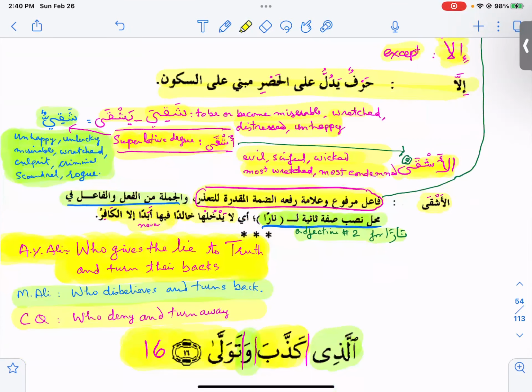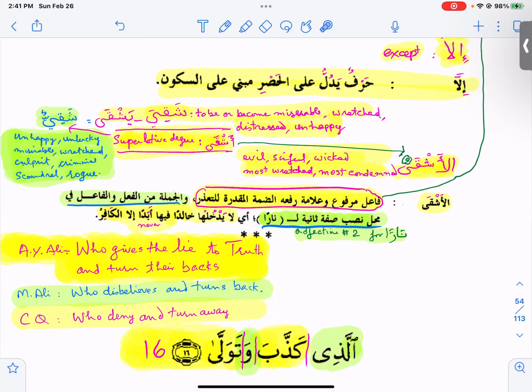Dammatul mukaddara. Remember, al-jumlatu litta'adhuri means because of the difficulty. You cannot put anything that ends, this is a noun, and it ends with ya, you cannot put anything there on ya or waw. Jumlatun min fi'l wa fa'il fi mahali nasbin sifatun thaniyatun. This is your sifat thani.